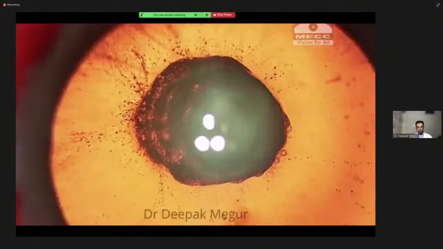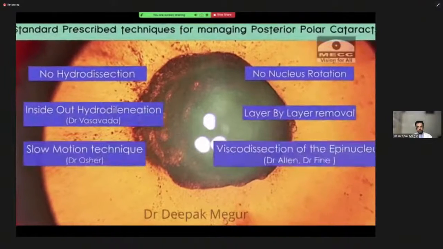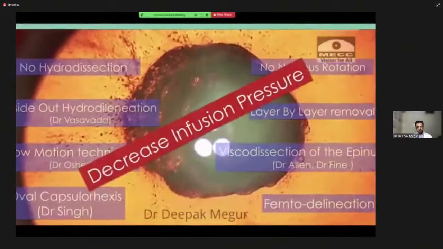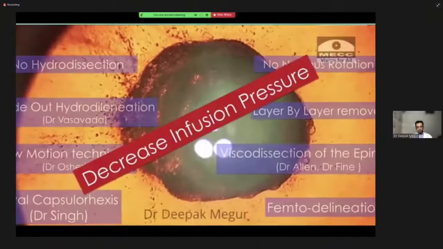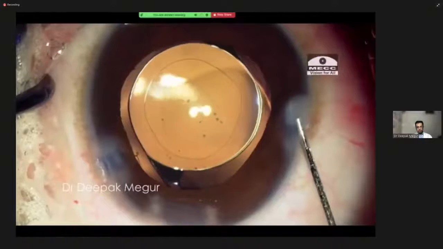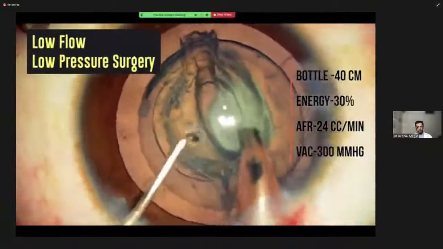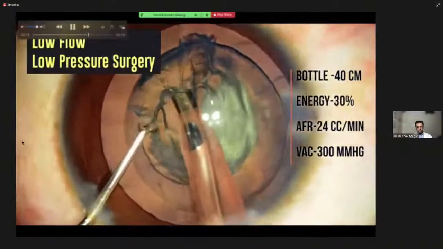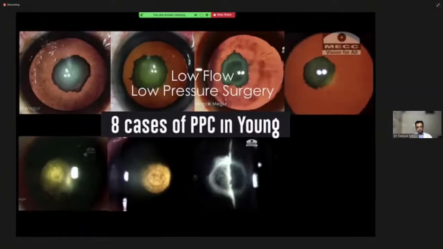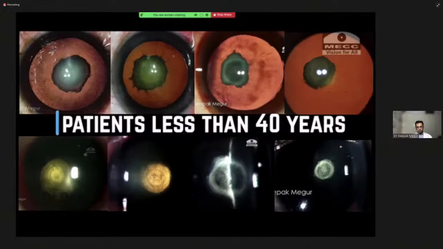Well, in all eyes with postpolar cataract, apart from all the standard prescribed precautions taken during surgery, one additional precaution needs to be taken. That would be just to decrease the infusion pressure at every stage in the surgery, from the time the OVD is injected into the eye to the time the side ports are hydrated. In short, we need to be working on a principle of low flow, low pressure surgery. It's a simple philosophy. We tried the same principle in the next 8 consecutive eyes of postpolar cataract in patients younger than 40 years.